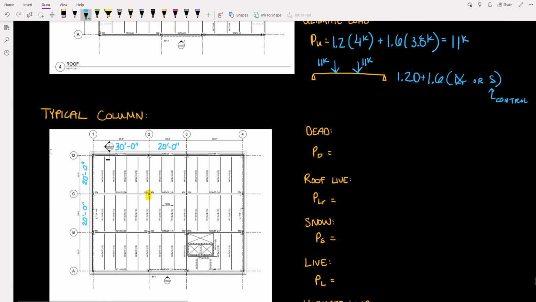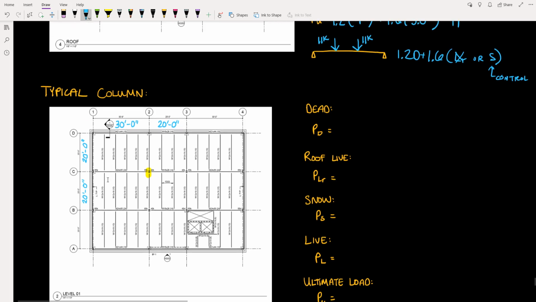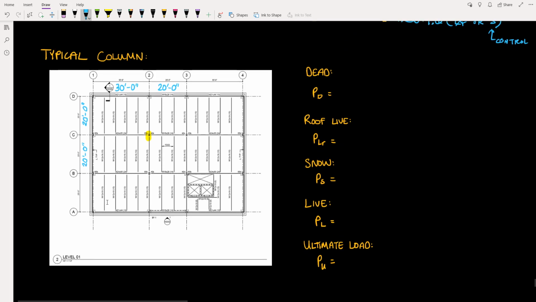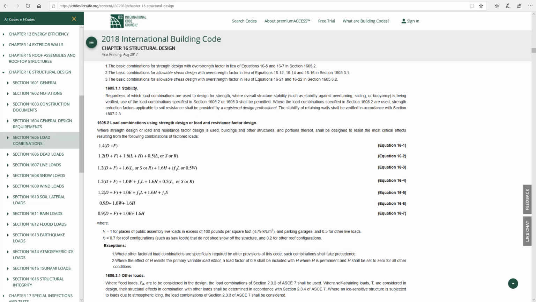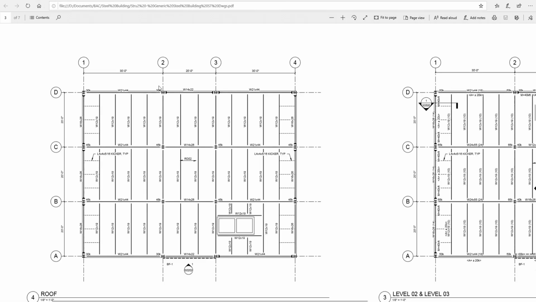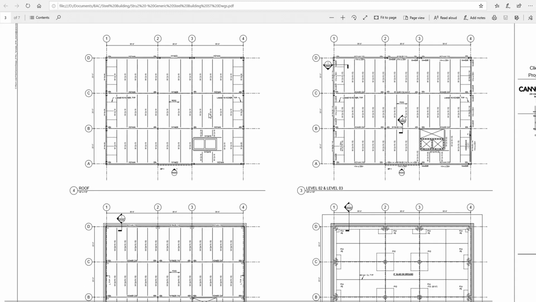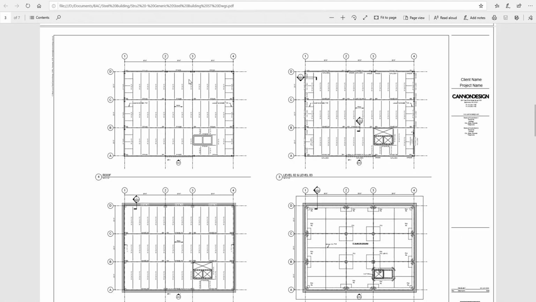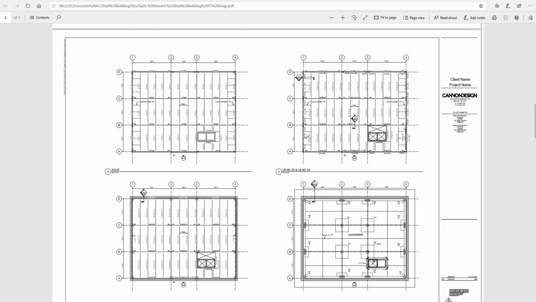Now finally, let's take a look at a column. And here you can see I have the level 1 floor plan, because we are actually going to be taking the load all the way down to the foundation. So, if you can recall in the set, each of these floors looked basically the same. There were no column transfers or anything like that. This is a pretty simple building. And so the tributary area for each of these columns is going to be the same on each floor.